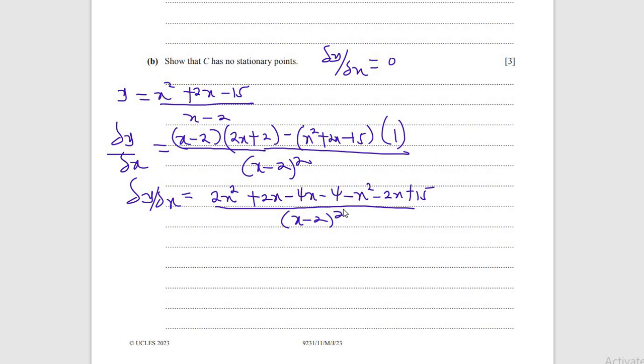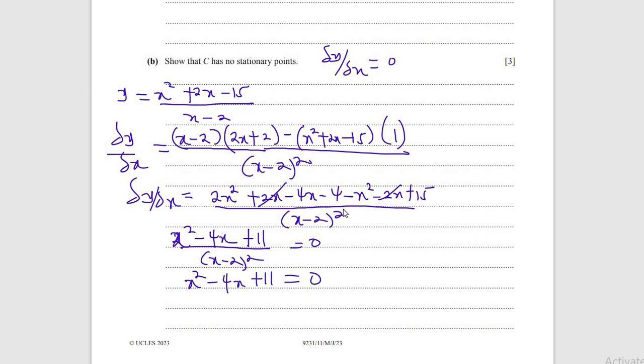We said if you show that C has no stationary point, at a stationary point dy/dx will equal 0. So let's equate this to 0. That will be 2x squared minus x squared. That should give us x squared. Plus 2x minus 2x is out. So we have minus 4x left. So minus 4 plus 15, that's 11, all over (x minus 2) squared equal to 0. At the end of the day, x squared minus 4x plus 11 equals 0.